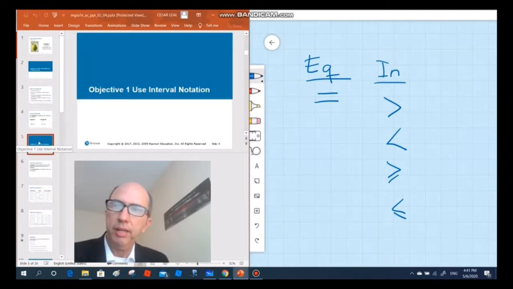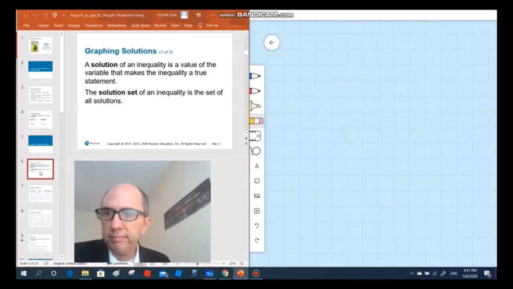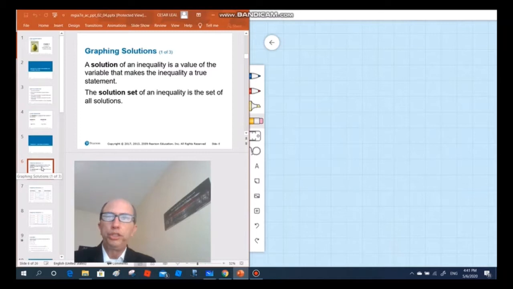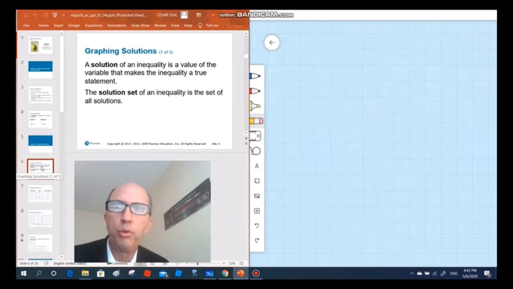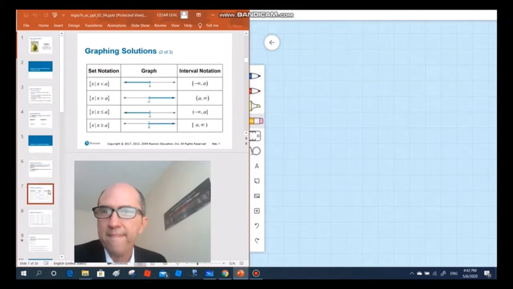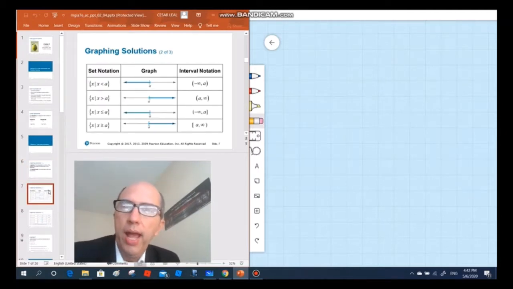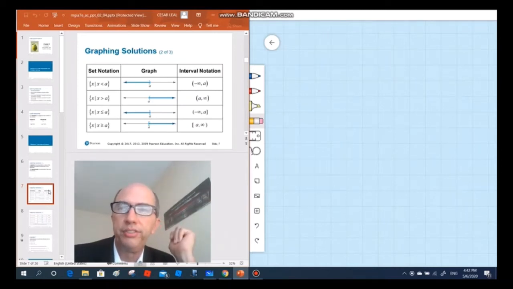Next objective, the first objective, use interval notation. A solution of an inequality is going to be the value of the variable that makes the inequality a true statement. In the case of inequalities, you usually have a solution set. That means a bunch of solutions. The way of representing the solutions, we have basically three ways of representing the solution of inequalities.